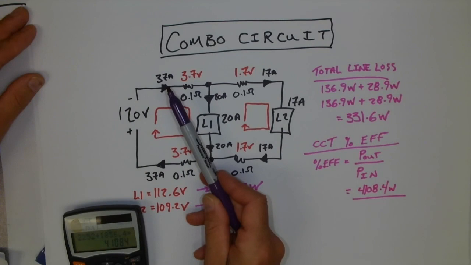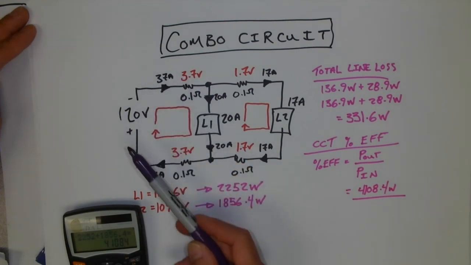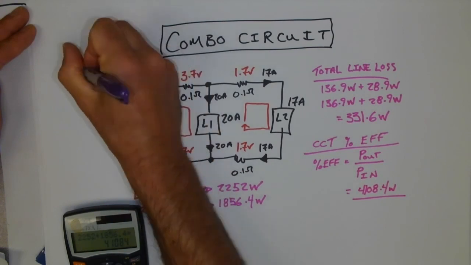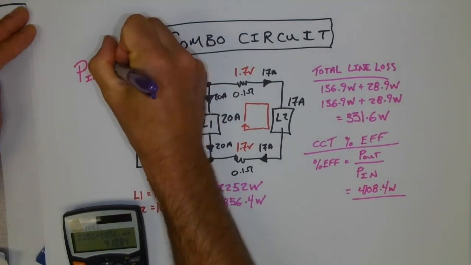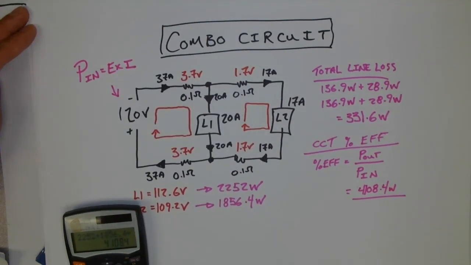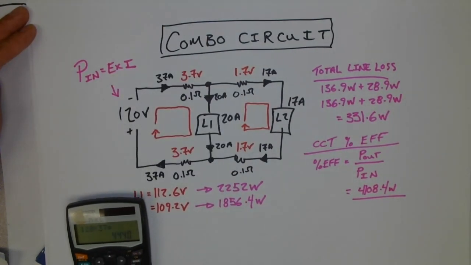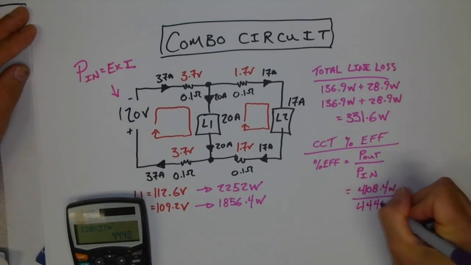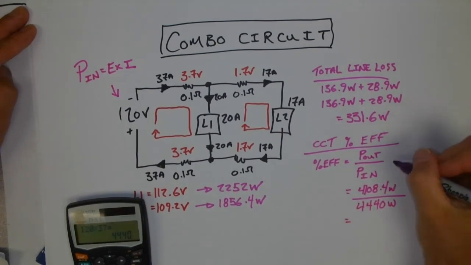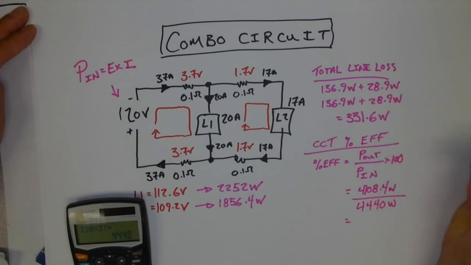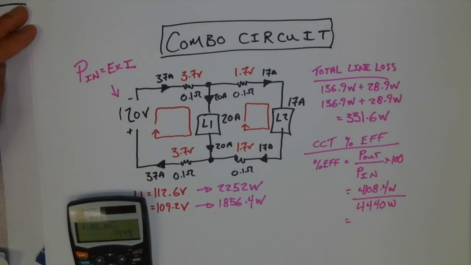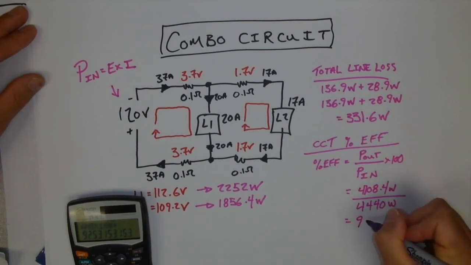Divided by, what's the power input? Well, 37 amps times 120 volts should give us the total power input. So P in is E times I. So 120 times 37. I get 4440 watts. Now, of course, there is also the added complexity of times 100, but often I leave that out because it's kind of assumed if I convert it to a percentage, then I'm going to multiply it by 100. So now I take 4108.4 divided by 4440 equals, and then times by 100, I get 92.53%.